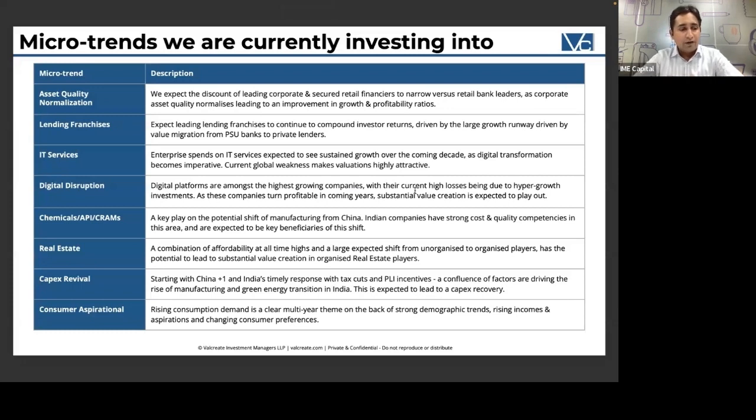Now, what are the micro trends that we are currently investing in? At this point in time, there are 8 to 9 micro trends that we currently have exposure to. The first is asset quality normalization, lending franchises, and there's also financialization of savings that we've just recently got into. These are 3 within the financial space. We then also have IT services and digital disruption, chemicals, API, CRAMS, real estate, capex revival, and consumer aspirational. Now, let's go a bit into each of these micro trends. I won't spend too much time, but just to give you some flavor.